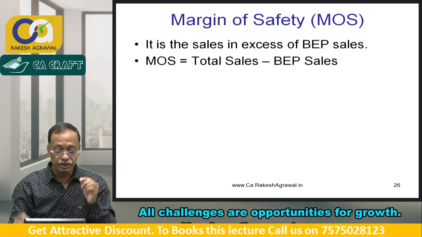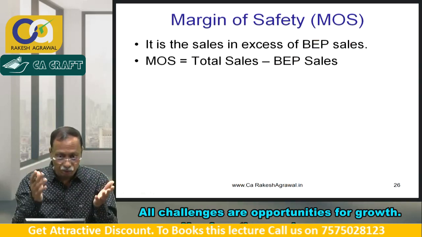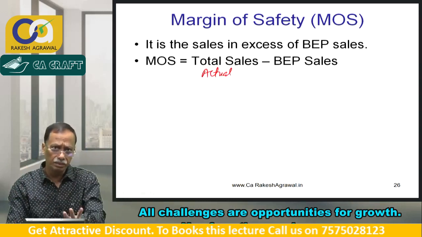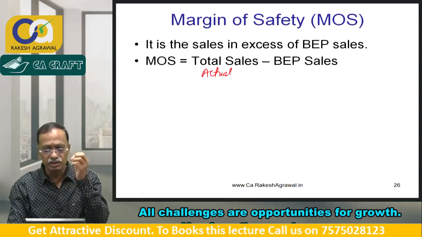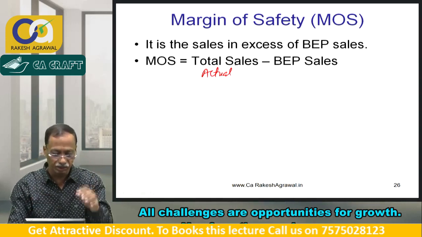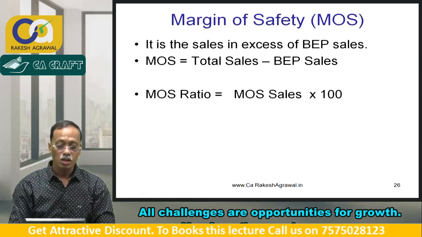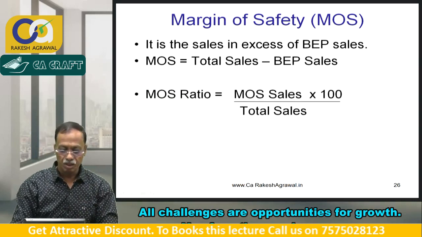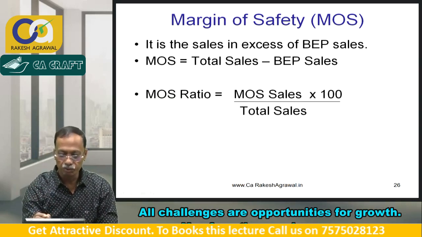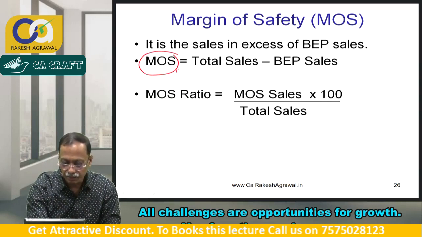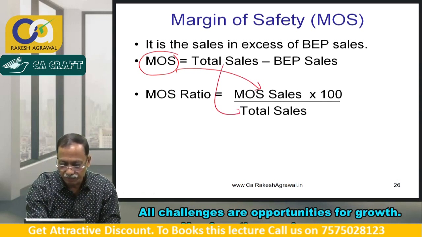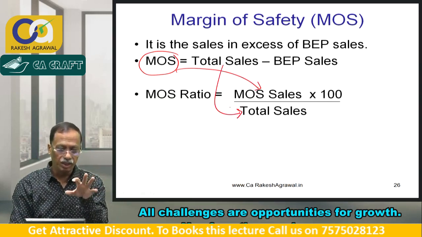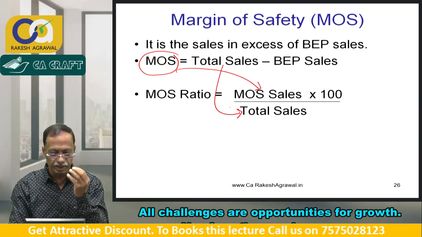So we can say margin of safety sales is equal to your total sales. Total means your actual total sales, whatever you have generated. Actual sales minus BEP sales. Right? You may call it total sales or actual sales. Your actual sales minus BEP sales is margin of safety sales. Now, margin of safety ratio. It means margin of safety can be expressed in percentage. To express the margin of safety in ratio, you have to take this margin of safety sales divided by total sales or actual sales into 100. Margin of safety ratio can be calculated as margin of safety sales divided by total sales into 100.